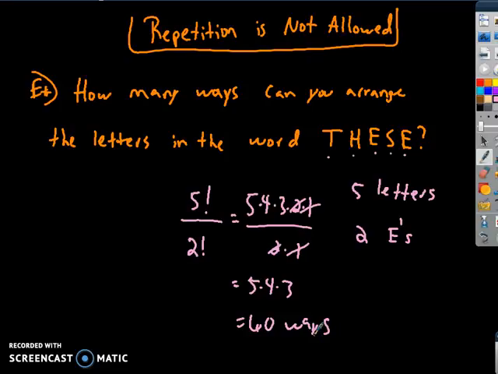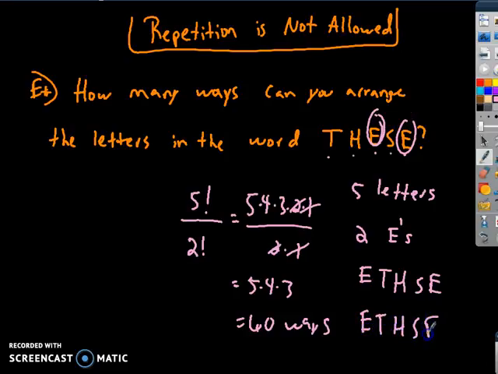And again, we have to divide out the E's, because if you wrote E, T, H, S, E, we're using the first E. They rearrange with the second E. E, T, H, S, E. Well, you can't tell which one is the first and which one is the second E. So technically it's the same word because there's no distinction between which E you used. So because of that, we got to divide it by the ones that got repeated.